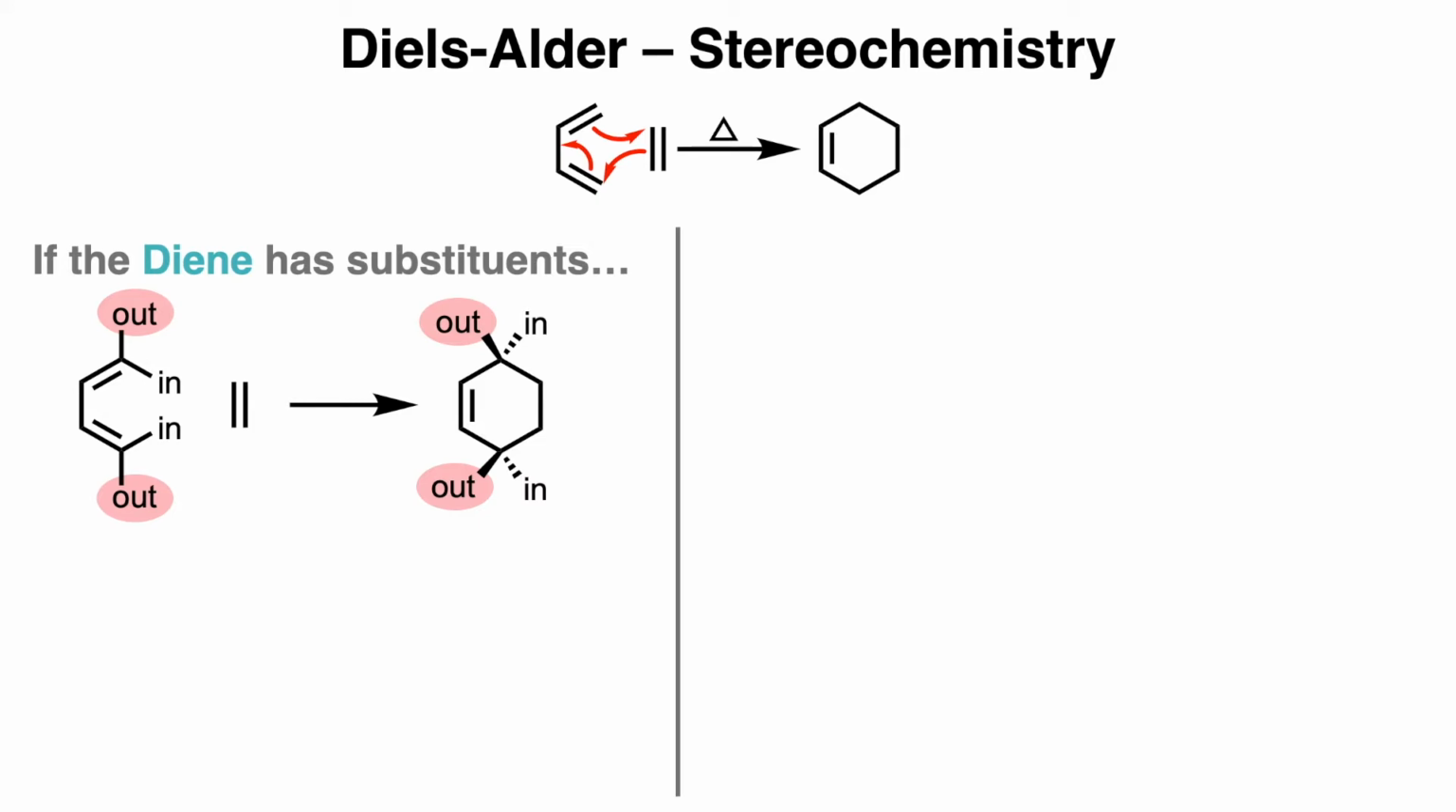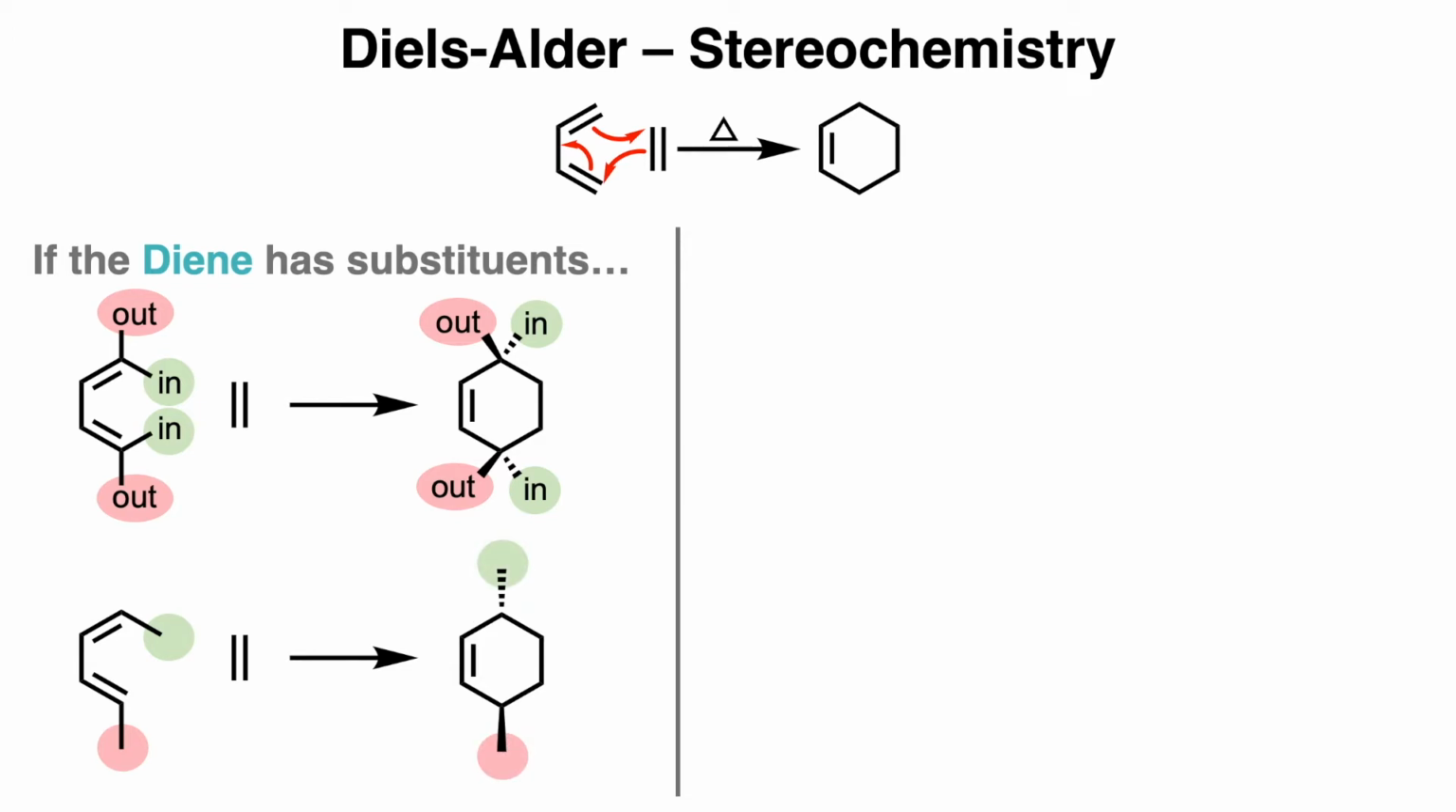Substituents on C1 and C4 can either point outside, labeled as out in pink, or the substituents could point inside, shown in green. The two outside groups will end up on the same face as shown as wedged bonds, and the two inside groups will also end up on the same face as shown as dash bonds. In this example, the methyl group on C1, shown in green, is pointing in, so it'll be on a dashed bond in the product. The second methyl group on C4, shown in pink, is pointing out, so it'll be on a wedged bond in the product.